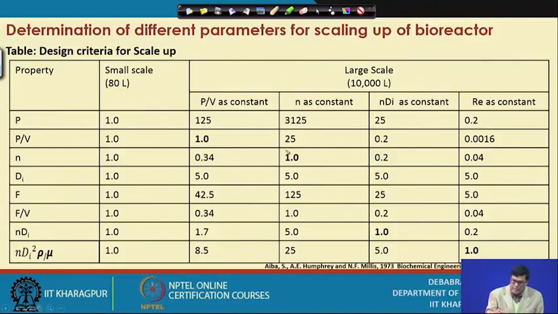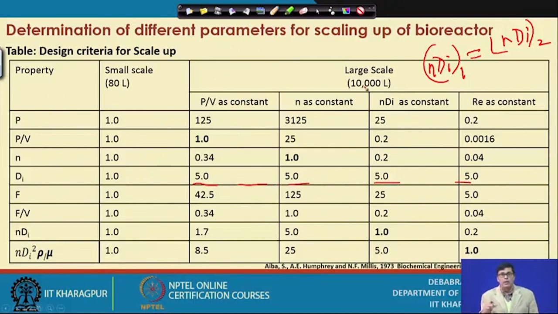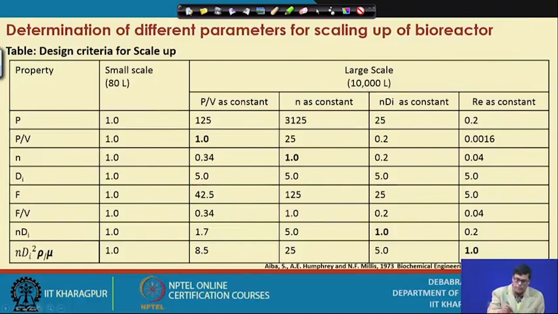So, the next case is that N1 equal to N2, and the second case, N DI1 is equal to N DI2. One thing I want to stress here is that the DI2 value in all cases should be the same, because the scale is the same. So, we assume the geometrical configuration remains almost constant.